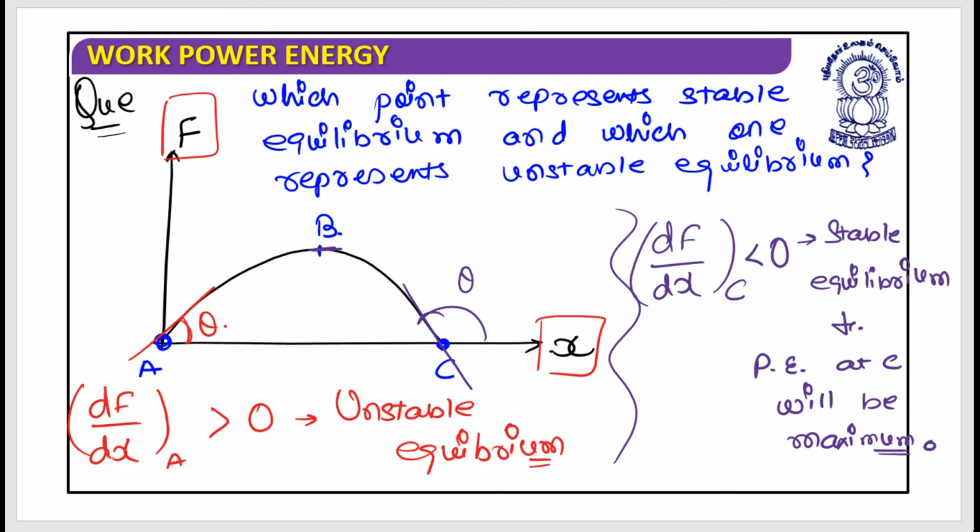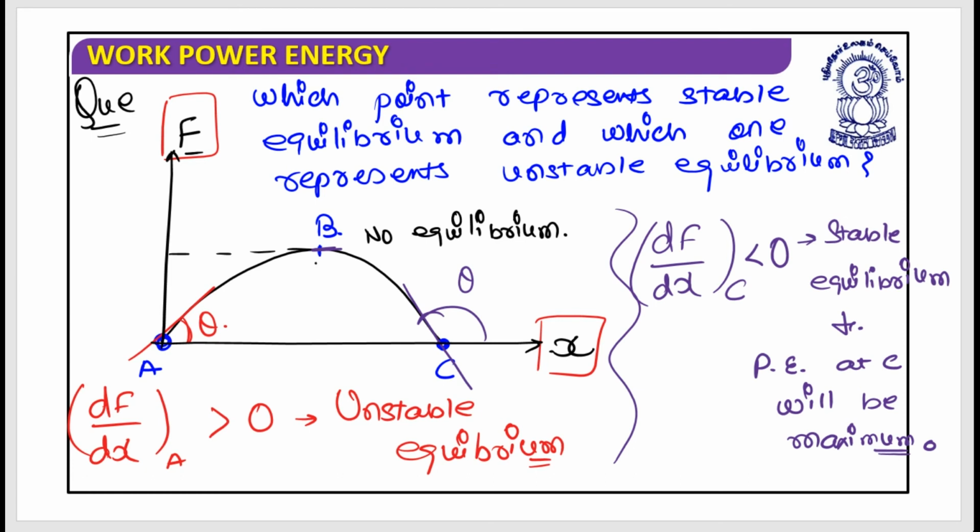At location B, this is the location of no equilibrium. Why? You can see from the graph that B represents, with respect to position, the maximum force. Equilibrium means there should be no net force, and this represents a maximum force, so this could not be the position of equilibrium. I hope you understood this.